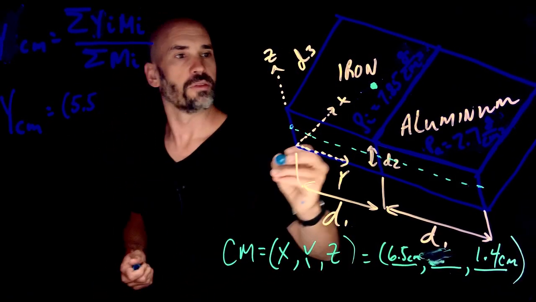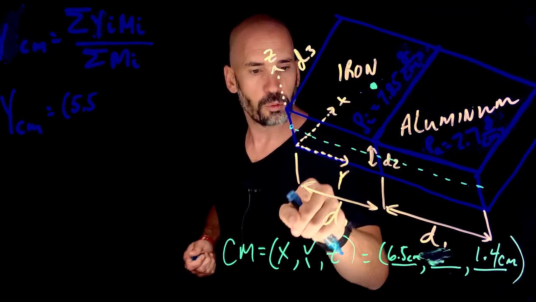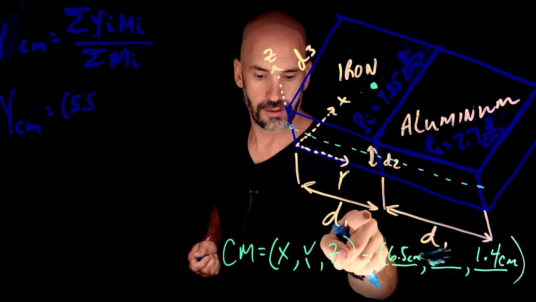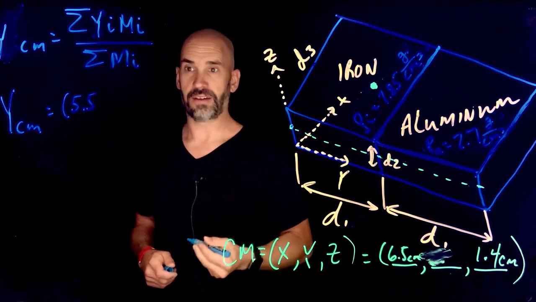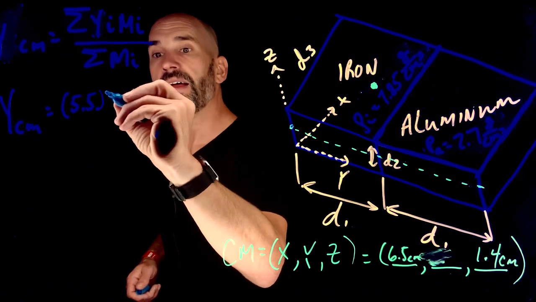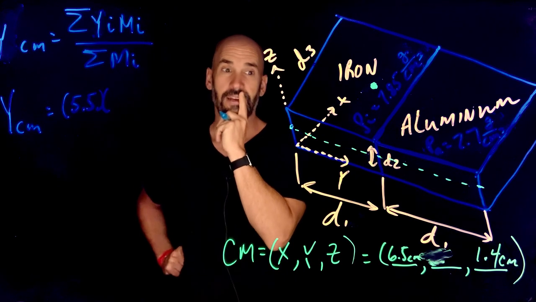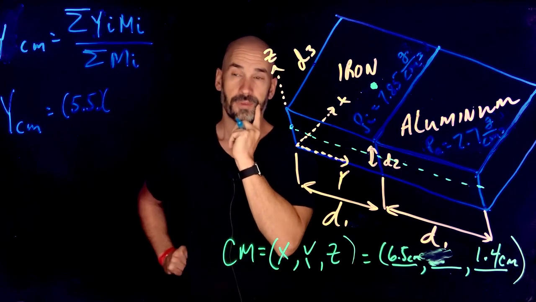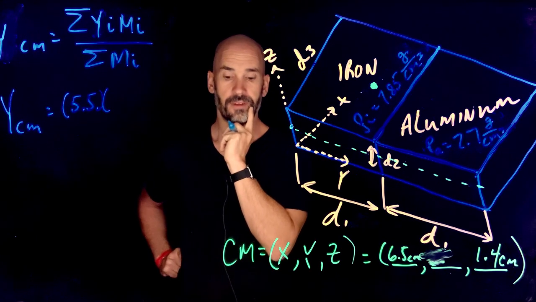Correct? So the center of mass is going to be the middle of iron, which is half of D1. D1 is 11 centimeters, so half of that is 5.5, okay? Times the mass of the iron. Now, we don't have the mass of the iron, and that is complicated. So what do we do? We employ a little trick.